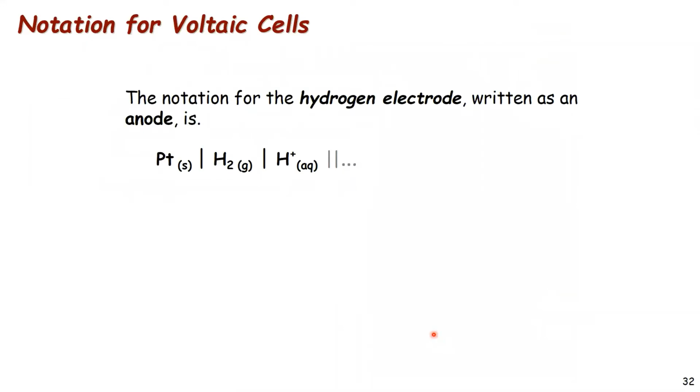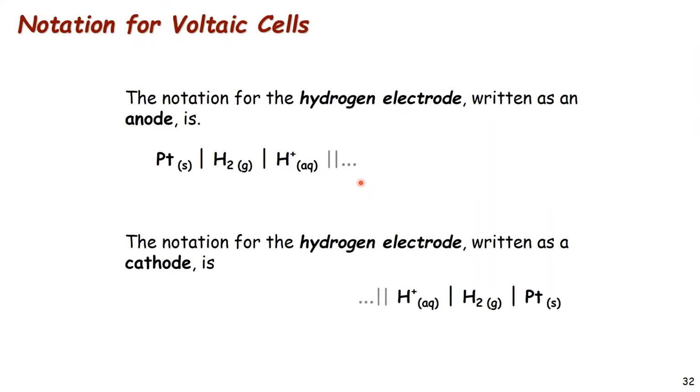Okay, so the notation then for the hydrogen electrode would be written like this. If it's the anode, here's our platinum electrode, a phase boundary with a hydrogen gas, another phase boundary because we have the aqueous hydrogen ion. And then this would be the salt bridge, and then this would be whatever the cathode of this particular cell is.